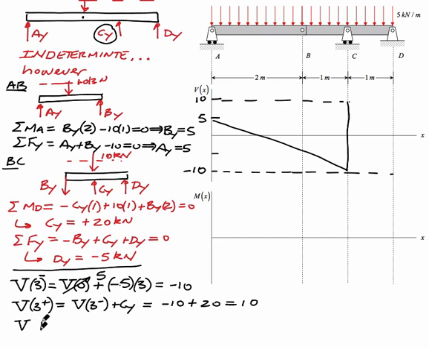V at 4, which is over on the right-hand side, is V at 3 plus minus 5 times the distance over which that acts, which is 1. So this becomes a 10 minus a 5, which ends up being a plus 5.